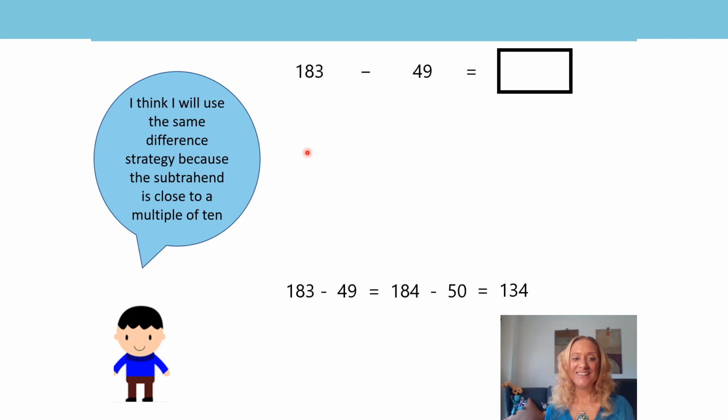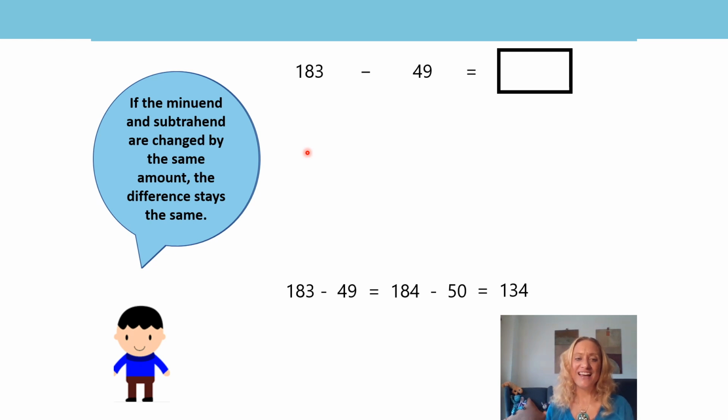What did Sam do? Firstly, do you remember the generalisation? Shall we say it together? If the minuend and subtrahend are changed by the same amount, the difference stays the same. Fantastic. We used that loads in previous sessions, haven't we? So what has Sam done? So he's changing the minuend and the subtrahend by the same amount. What amount is that? What has he changed it by? He has added 1. Fantastic. So he's added 1 to his subtrahend here, hasn't he? So that his subtrahend is 50.